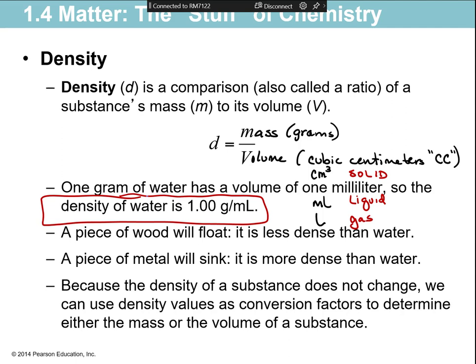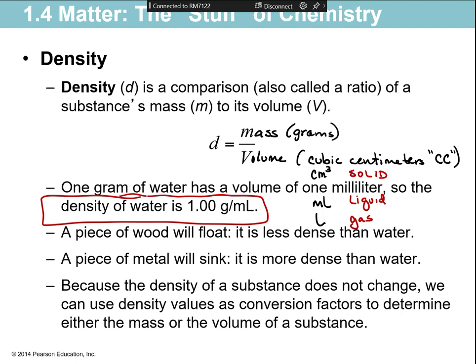So for the density of water, 1 gram of water takes up 1 milliliter of space. And so if you weigh out 1 gram, so you put a little cup on the balance, you add drops of water to have exactly 1 gram, then it will take up 1 milliliter of space.